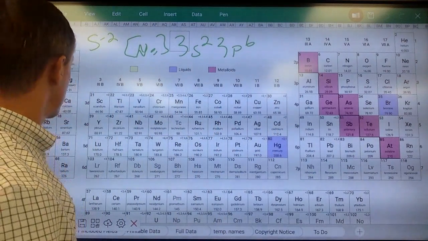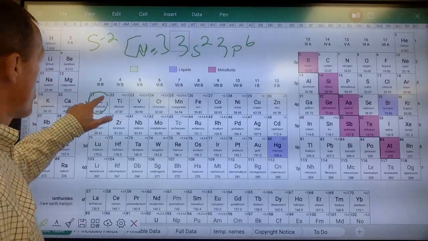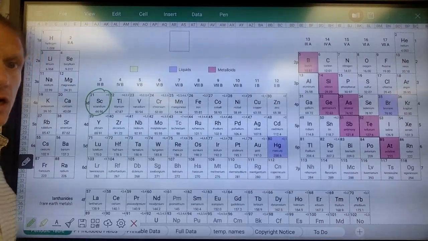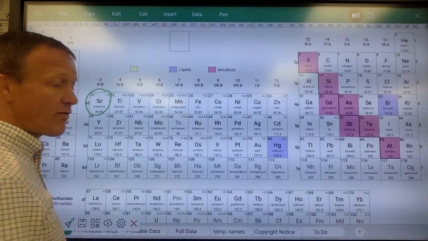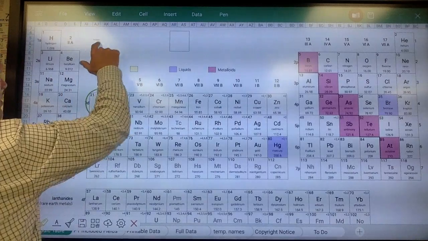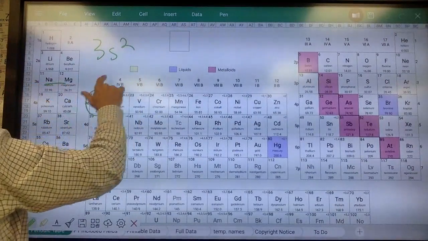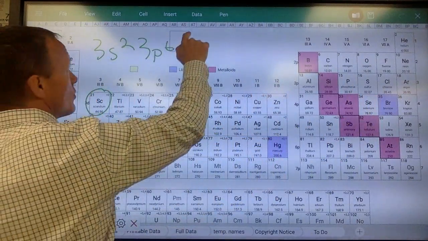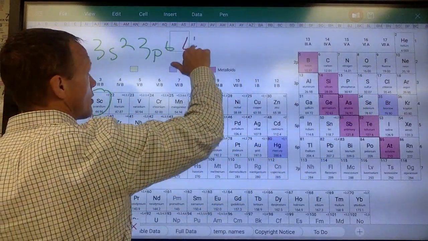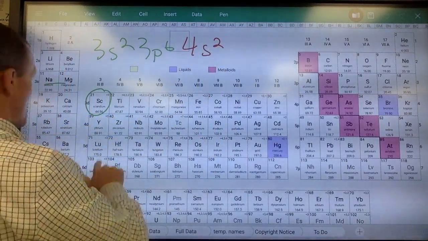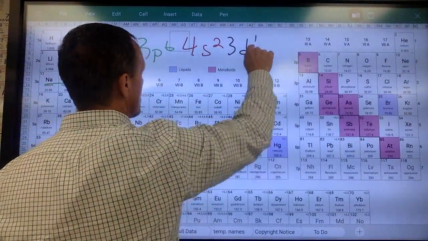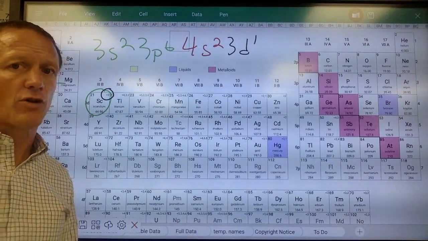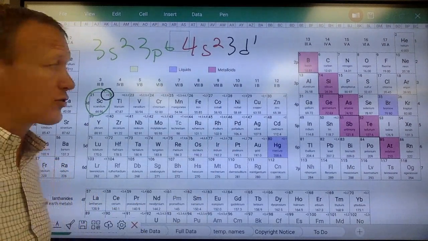All right. If we were doing something like scandium with a +3 charge. Okay, so scandium with a +3. So I'm going to write the last part of the configuration. I'm going to skip some stuff, but 3s2, 3p6, 4s2, switch colors here, and then 3d1. Well, notice scandium has that +3 charge. So +3 charge means it's lost 3 electrons.